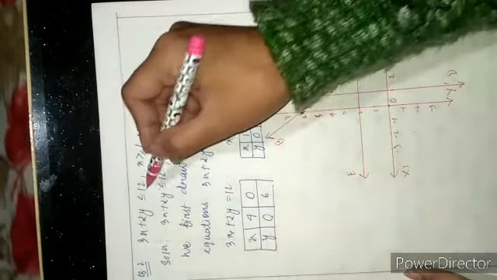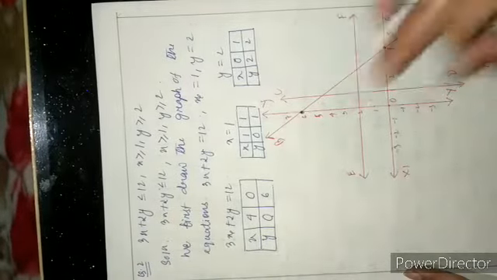Since it is a slack inequality, the line will be solid. This line AB divides the Cartesian plane into two half planes. The plane above the line AB and the plane below the line AB.